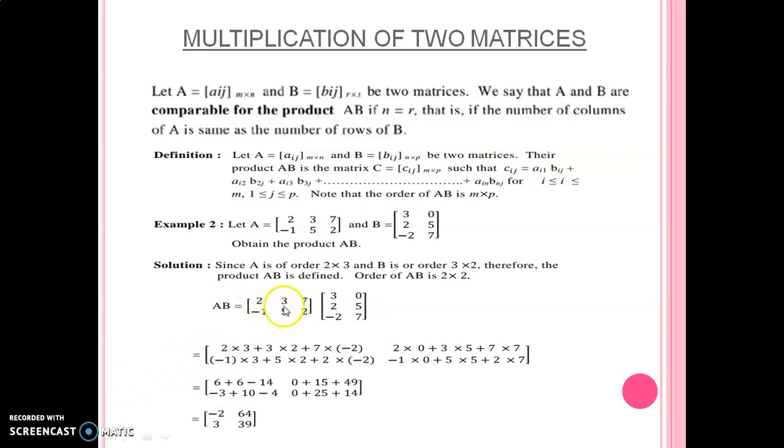Similarly, if I multiply the first row of A with the second column of B, that is, multiply the corresponding entries and add all these entries, then I'll obtain the A12 entry of the product AB. Similarly, I can multiply the second row with the first column, and the second row of A with the second column of B, and in this way we can get the multiplication of two matrices.